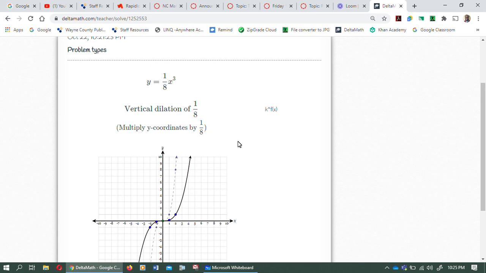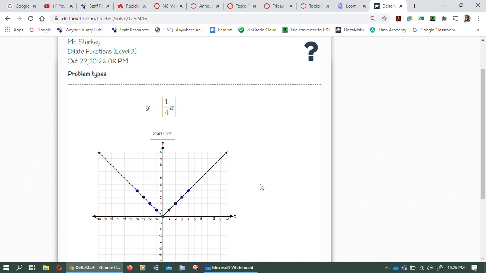Next up, guys, I think the last problem set is with horizontal dilations. I just want to show you that very briefly, and then we're going to call it quits because it's very, very late here. This problem set is similar to the last one, but in this one, we've got to do a horizontal dilation. We know it's a horizontal dilation because you've got some number being multiplied on the inside of the function.